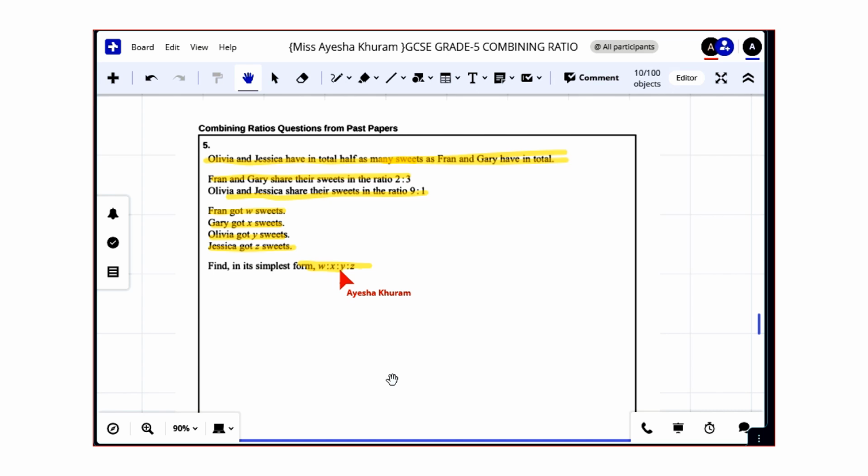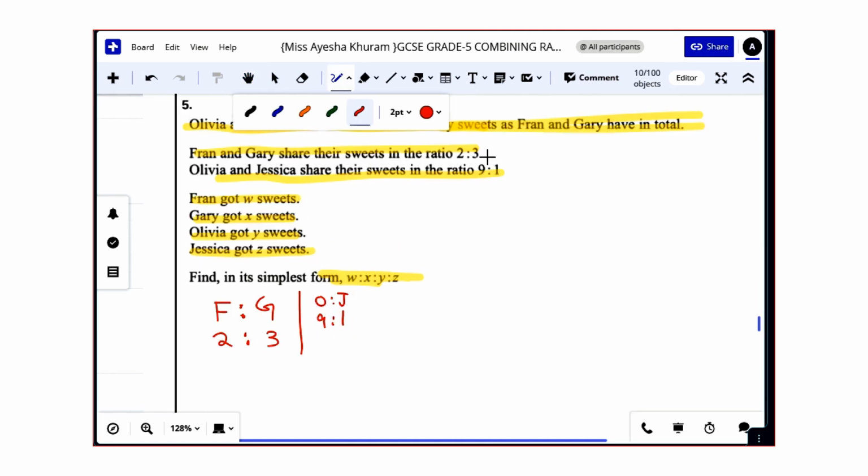Alright, let's get ready. I have to make an easier way to do this one. There's the ratio for Fran with Gray. In the starting of the question, it said 2:3. And then Olivia and Jessica is 9:1. So basically I just make a ratio here, 2:3 for Fran and Gray, and like he said, Olivia and Jessica make a ratio 9:1.